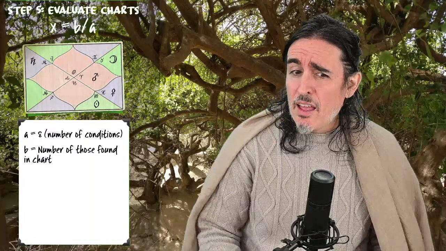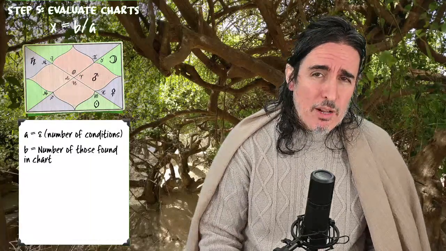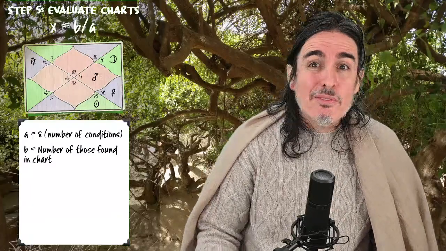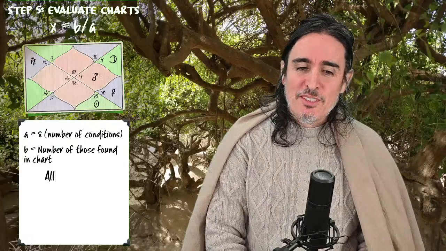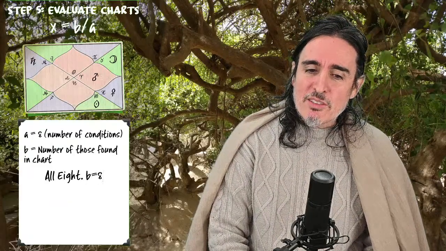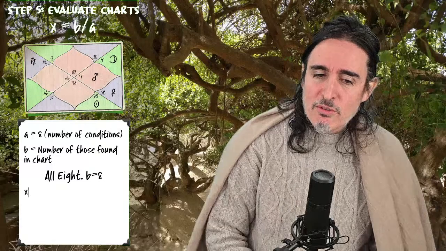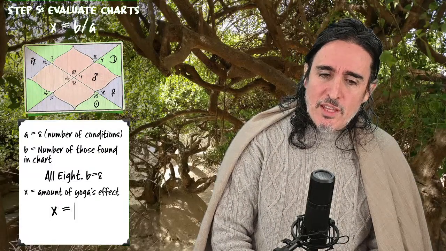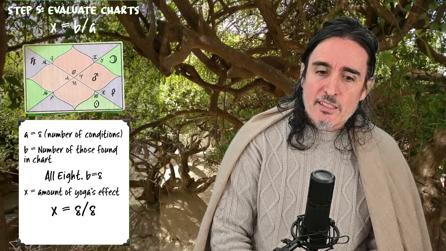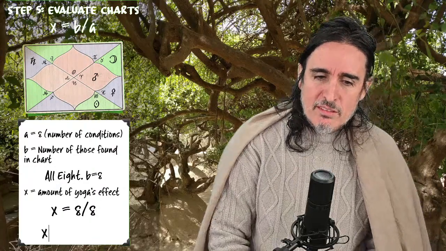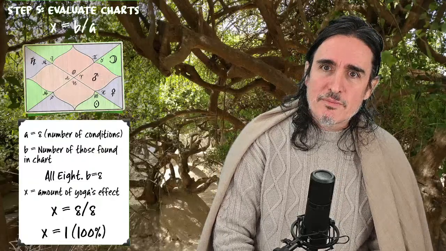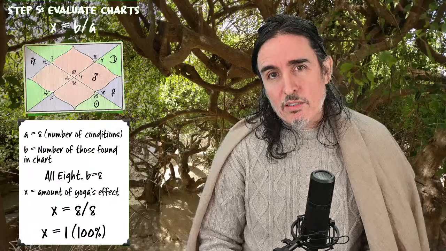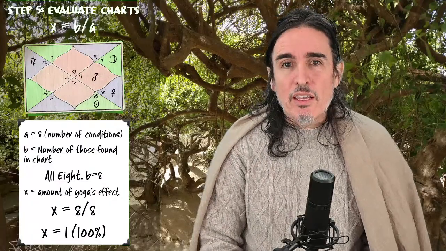So, fruitful, prosperous marriage. How fruitful and prosperous? 8 out of 8. That's all you have to do. All 8 were matched, so your B equals 8, and so that's what your equation looks like. X equals 8 over 8. What's 8 over 8? That's 100%, friends. X equals 1, or 100%. What does that mean? That means this marriage is always prosperous in every way, all the time.